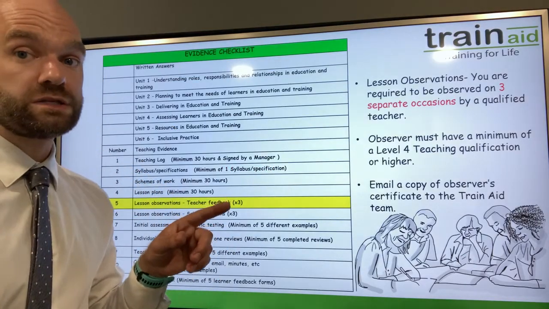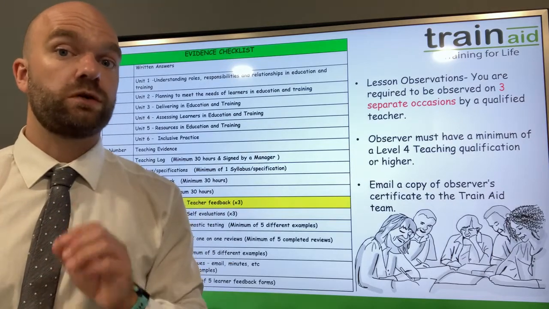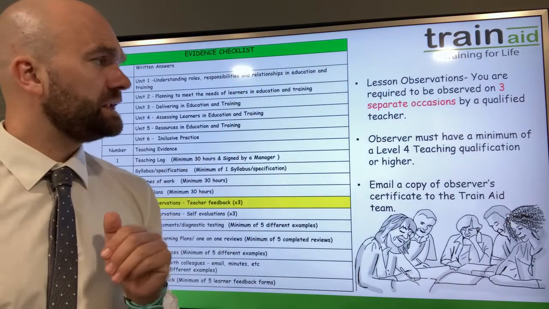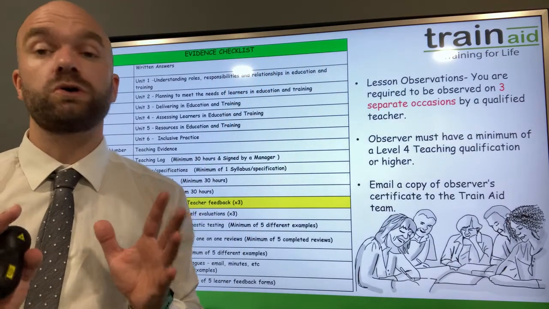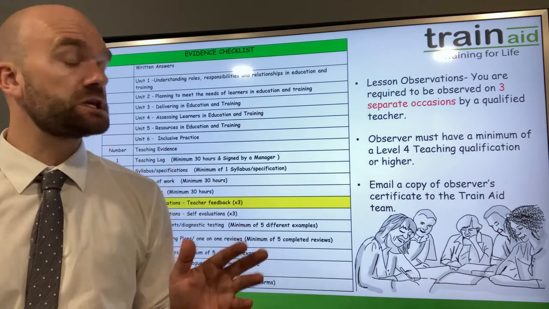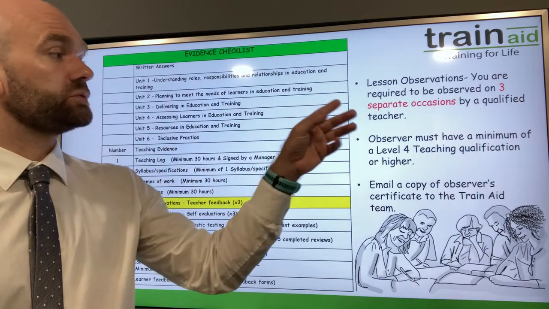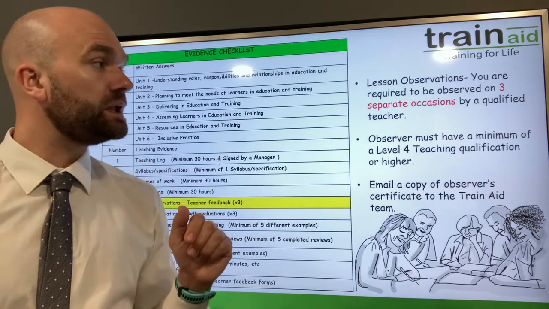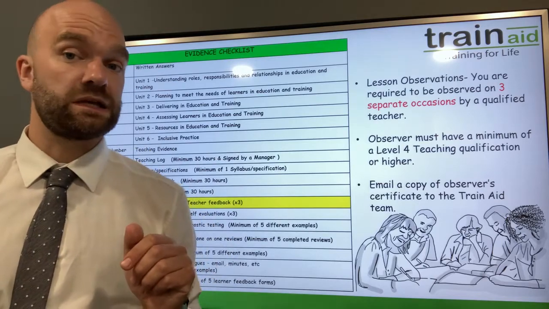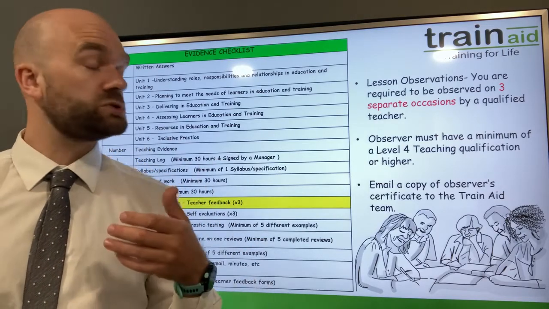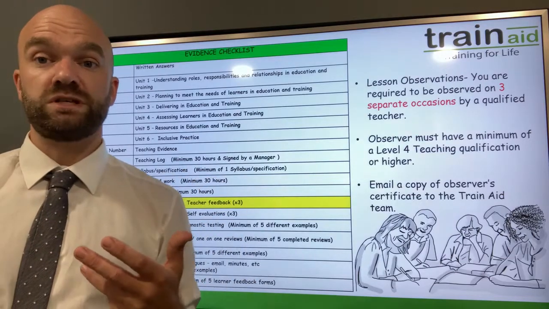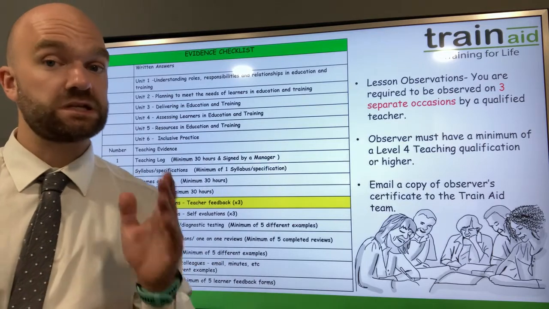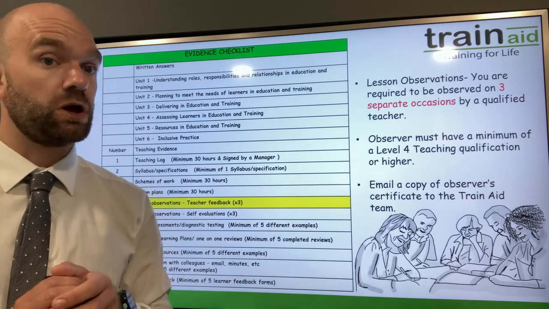To meet this criteria, we are looking for you to have experienced 3 lesson observations. As we know, within the Level 4 programme, you are required to log 30 hours of teaching practice. However, you need to be observed 3 times by a qualified teacher. This qualified teacher should have a minimum of a Level 4 Certificate in Education and Training or higher. So someone with a Level 4, a Level 5 teaching qualification, a PGCE, anyone with qualified teacher status is absolutely fine to conduct the observations.